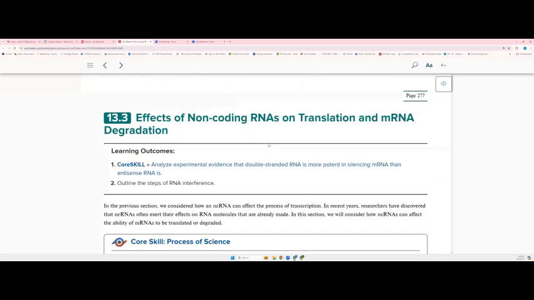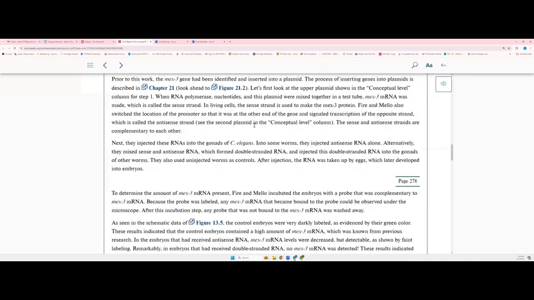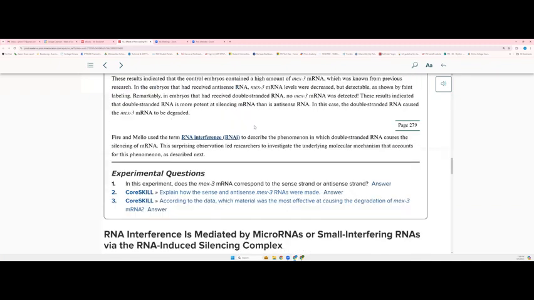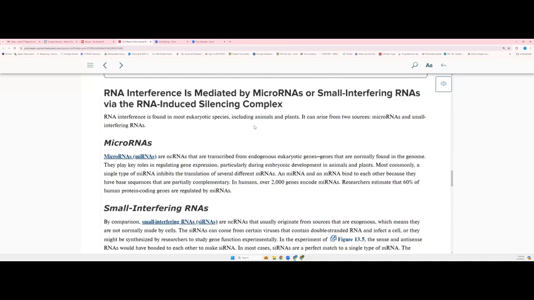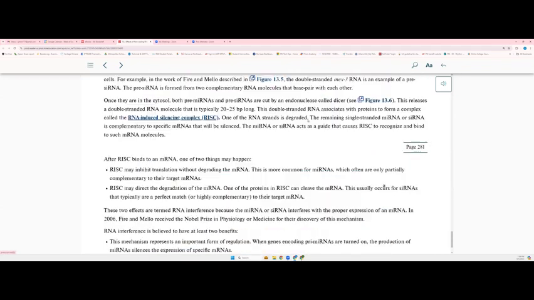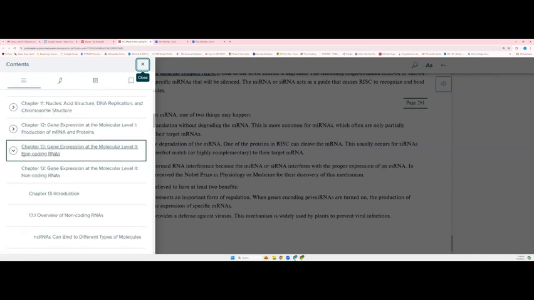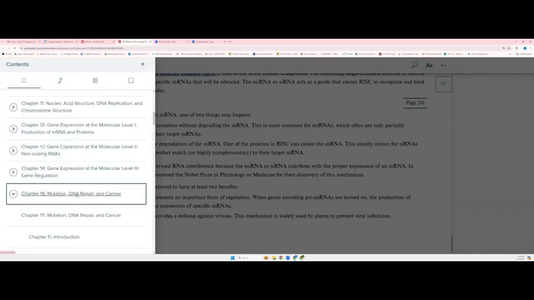Okay, so non-coding RNA can also have an effect on translation and mRNA degradation. Oh, this is too complicated for you. You're not going to talk about that. You can read about it. This is too deep. Let's talk about the mutation.